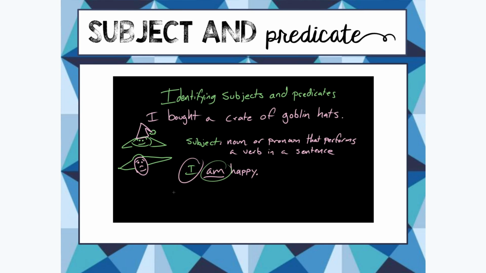So a predicate is kind of all of the rest of the sentence that isn't the subject. So what it really is, like the verb and all of the parts that are related to the verb. Yeah, verb and its pals. That's good. So let's apply that approach to the goblin hat sentence.